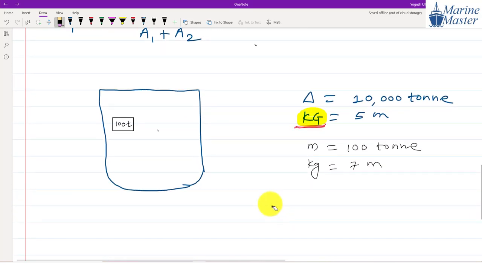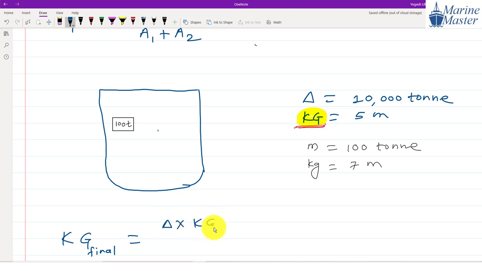So now same with the mass. Suppose we want to calculate the same. So what is the meaning of center of gravity in generalized terms? Center of gravity means centroid of the mass. So how to get the final kg, guys? See, instead of area, here we will have the mass delta into its kg plus m into kg divided by what?